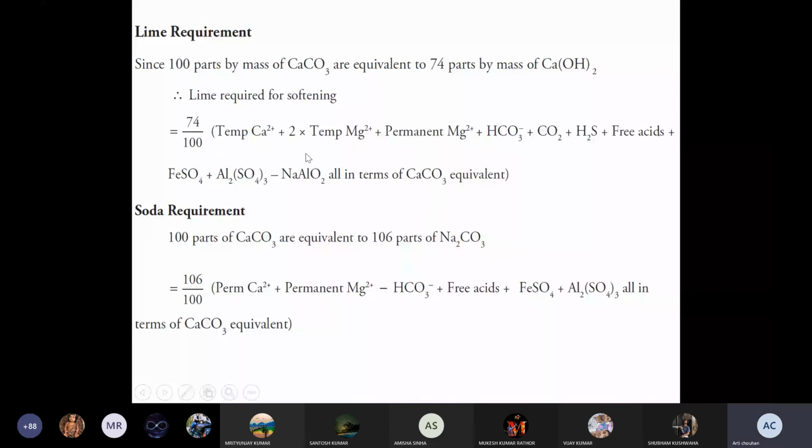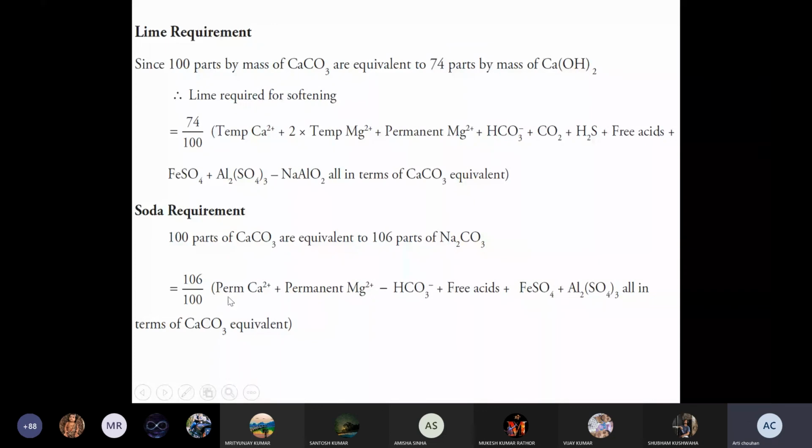Okay, so with the same pattern and the same logic, you will be able to calculate the soda requirement, as soda has molecular weight 106. So the multiplication factor for the soda will be 100 by 106. And by sending that value to the right hand side, it will be 106 upon 100. And just add all the values of substances which use soda during the softening process.